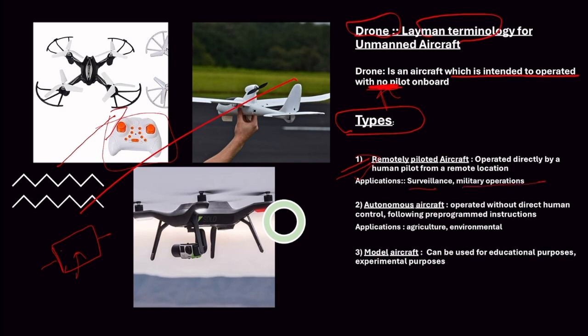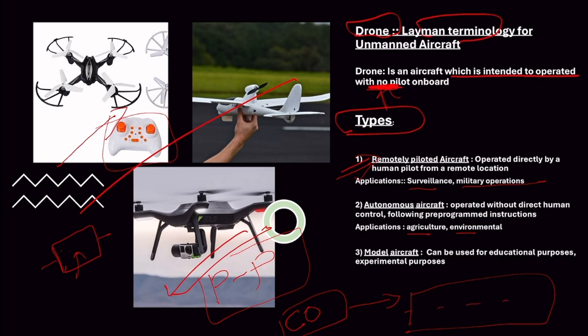The other one is autonomous aircraft. This is a pre-programmed drone where you'll be programming it. So this can be used for continuous operations, like in agriculture and environment. Like in agriculture, you need to put pesticides on the farm. For that, this will be used. And the next one is modeled aircraft. Modeled aircraft can be used for educational purposes, experimental purposes, like that.